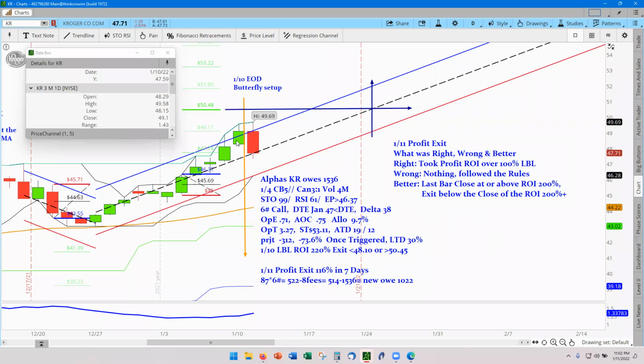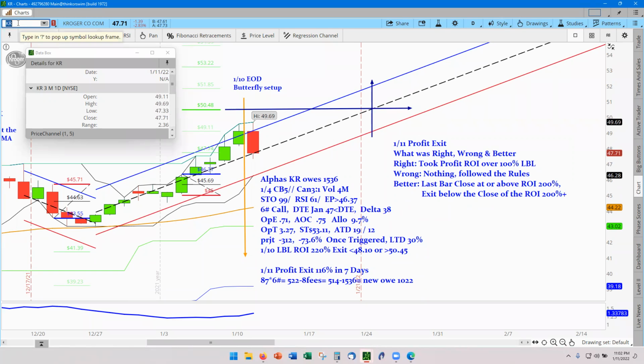We could have done better when this reached over 200 ROI: exit if price is below the close of the previous candle that established the 200 plus ROI. That is where I could have done that, and we would have gotten out up here at the top of this candle. What would it have resulted in?